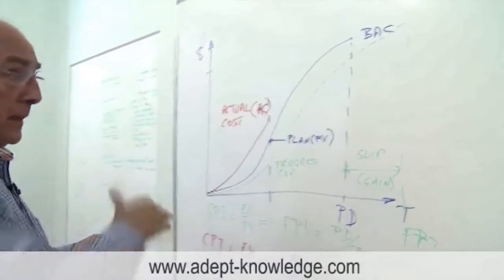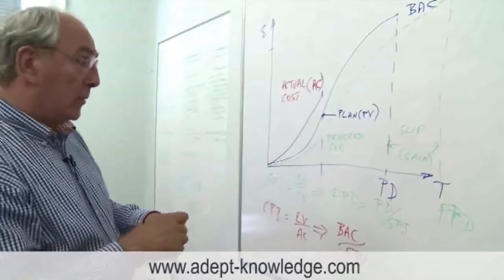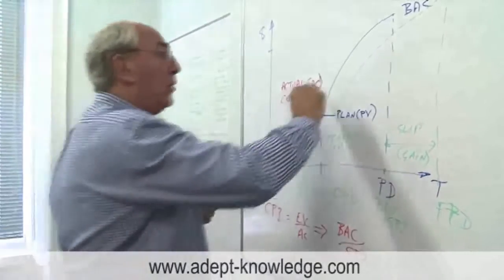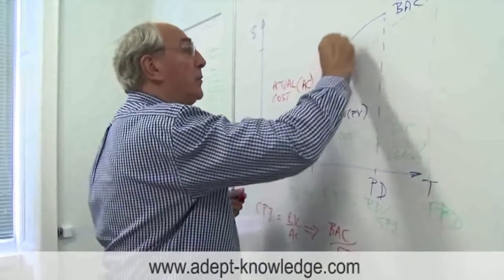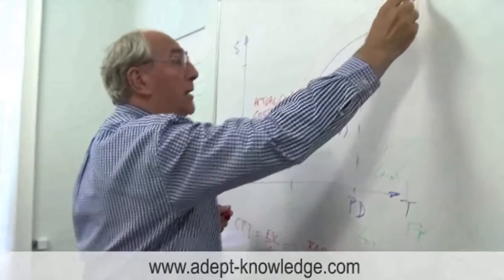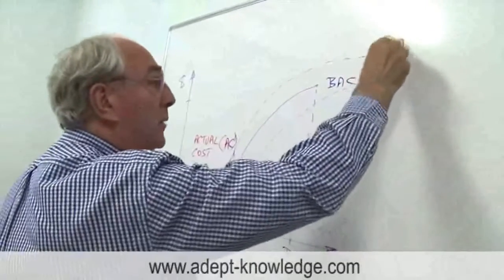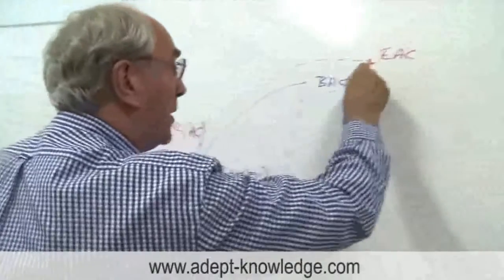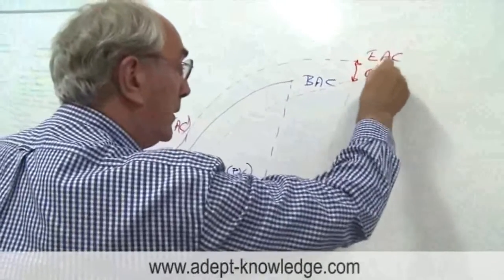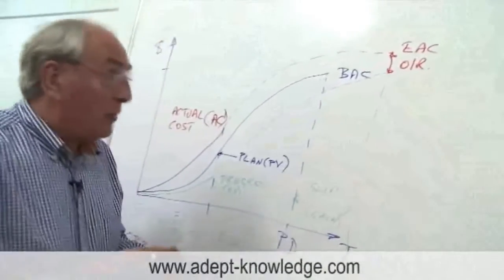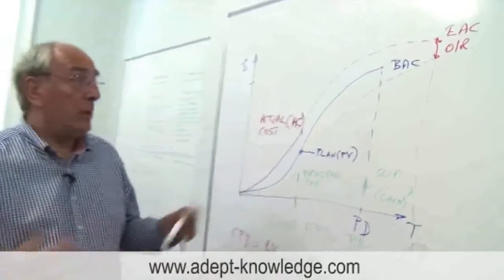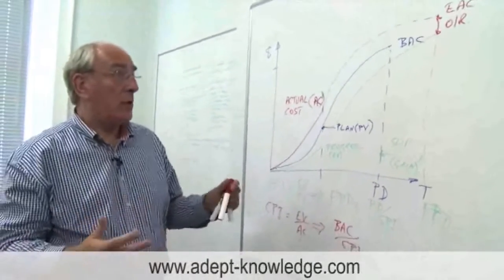And if you like, concomitantly with that, we have an estimate of where our costs are going to go, and that follows a curve something like that. So we end up with an estimate at completion, and this of course is our budget overrun. And that's really simply exactly what we need to find out about this project.